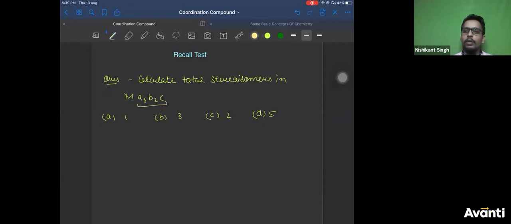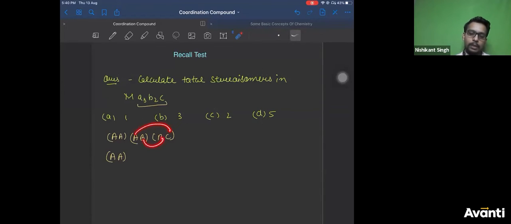Arrange the ligands in a pair of 2. So I will arrange AA, AB, BC. These are my pairs. Correct? Now keeping AA constant, you interchange A with C and B with B. So what do you get? You get AC and AB. Then keeping AA constant, you interchange A with B and B with C. You'll get the same molecule. Okay? You'll get the same thing.